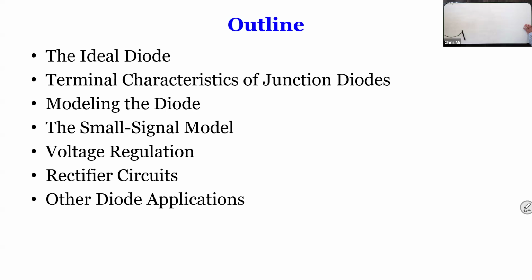And then we're going to go to the small signal models a little bit on small signal. The reason is that when you move from ideal diodes to constant voltage diodes to real diodes, there are steps to move from one to another, right? And then we're also going to talk about voltage regulation, rectifiers, and some other diode applications. So that's the main content for today.